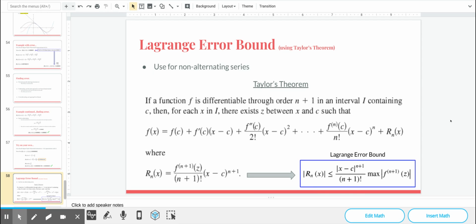So what does that mean for us? Because, again, we can't use this because we can't actually find z. If we knew z, then we knew the error. If we know the error, then there's no point in doing the approximation. This is where Lagrange's error bound comes into play.